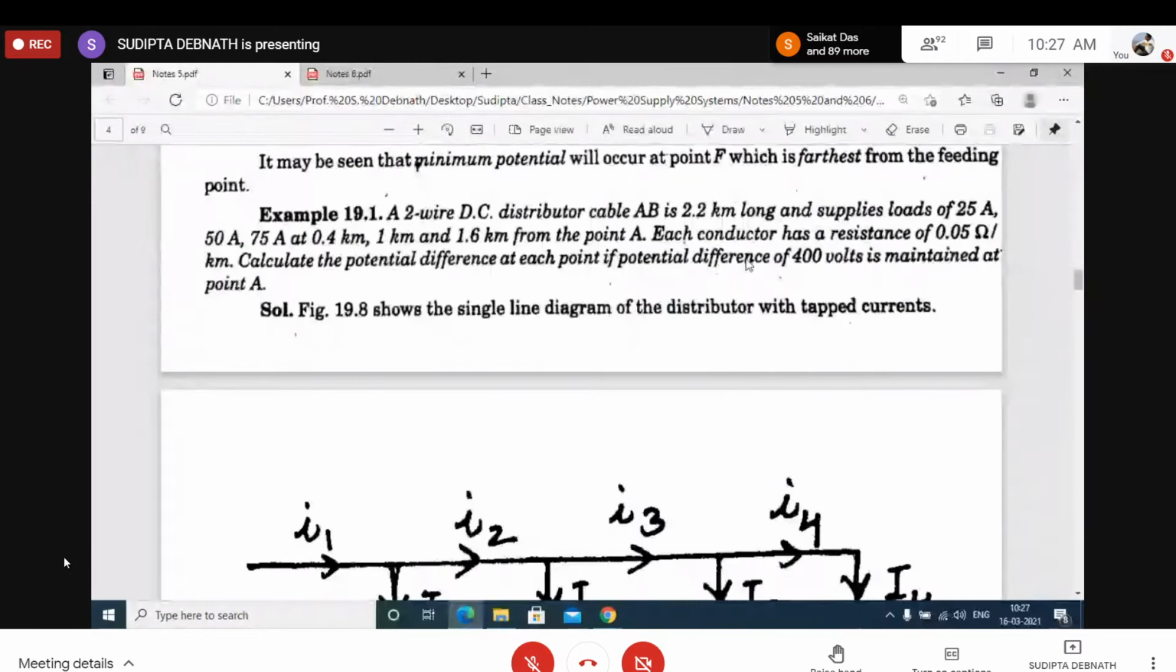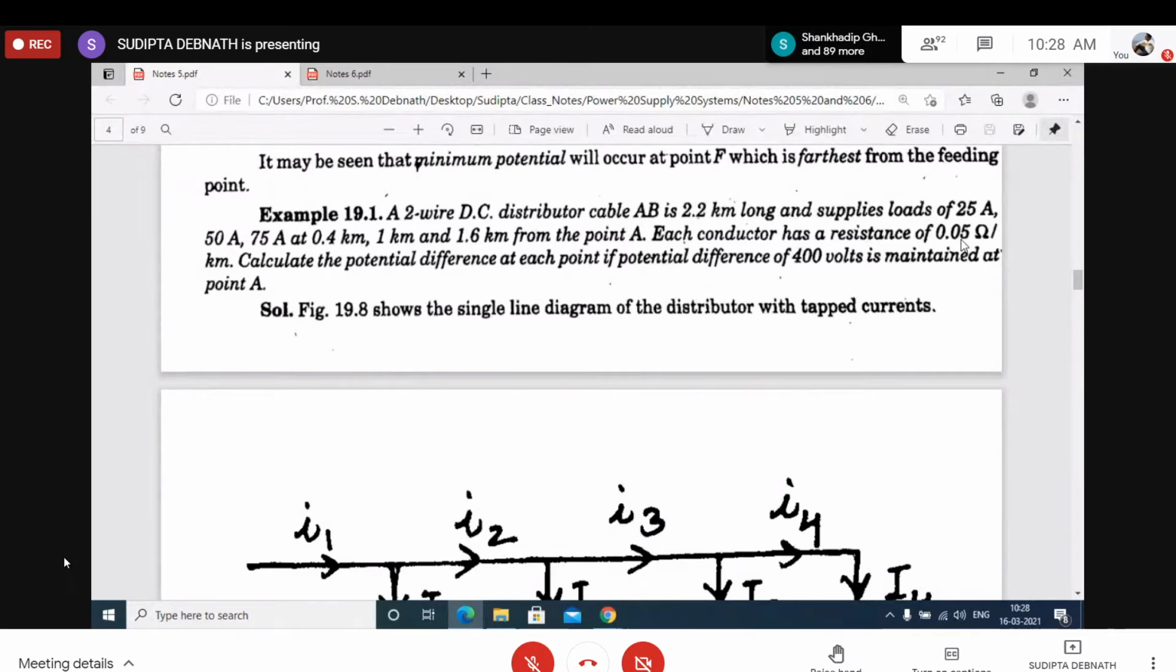If potential of 400 volts is maintained at point A, you can understand that it is maintained at the feeding point, so it should not be difference. Potential of 400 volts is maintained at point A. Now, this is very important. Each conductor has a resistance of 0.05 ohm. It is a 2-wire cable, so one go wire, another return wire, because it is a DC system.